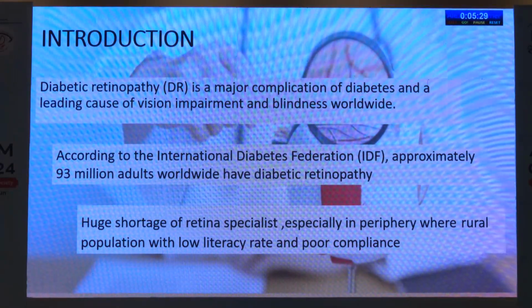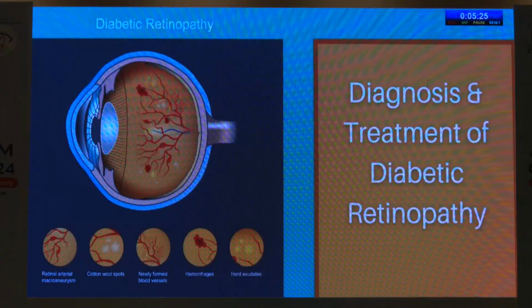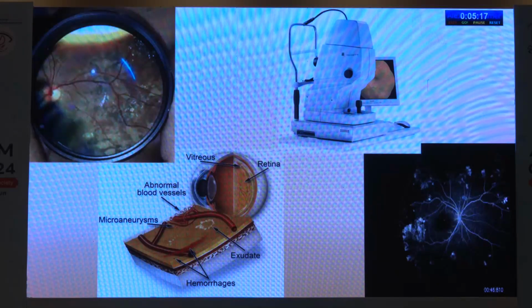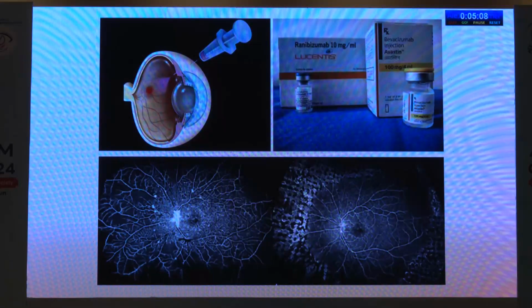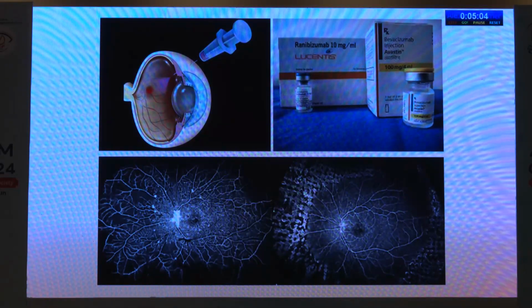I did a research also, and I found that the rural population is having more diabetic retinopathy than the urban population because they're neglected actually. Anyways, in our armamentarium of diagnosing and treating diabetic retinopathy, we have just now discussed so many things. We have all sorts of latest instruments, all sorts of latest therapies. We talked about new anti-VEGFs.